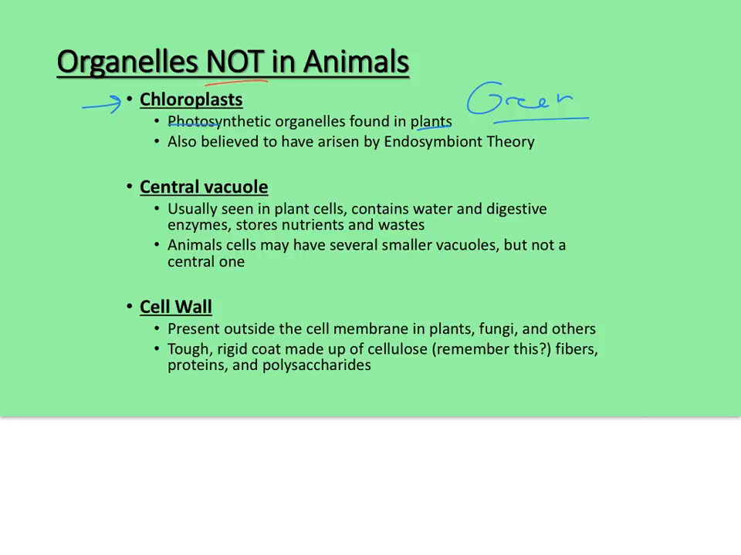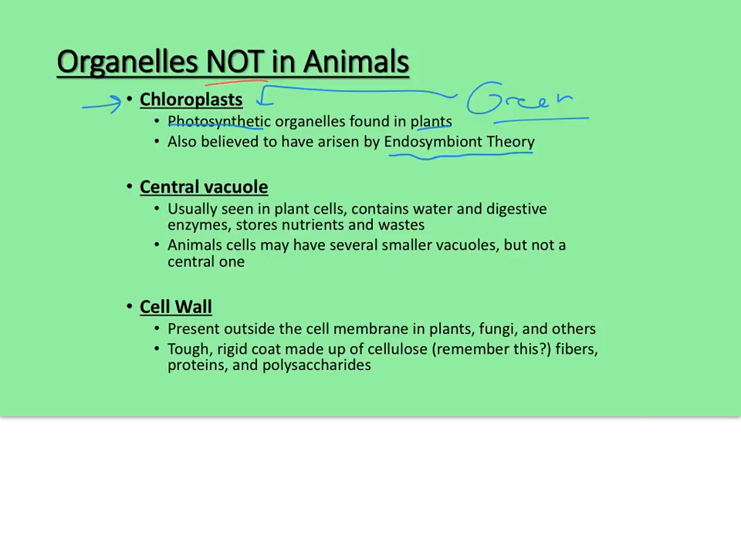Chloroplast is the location of photosynthesis, the photosynthetic reactions that we'll learn more about later on this year. And chloroplasts also have a double membrane, also have their own DNA, also have their own ribosomes, a lot like mitochondria. So a lot of scientists think that chloroplasts probably also came around because of the endosymbiont theory.